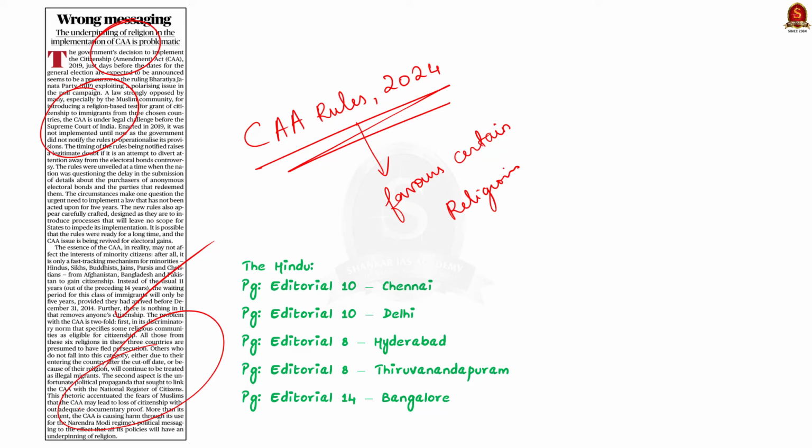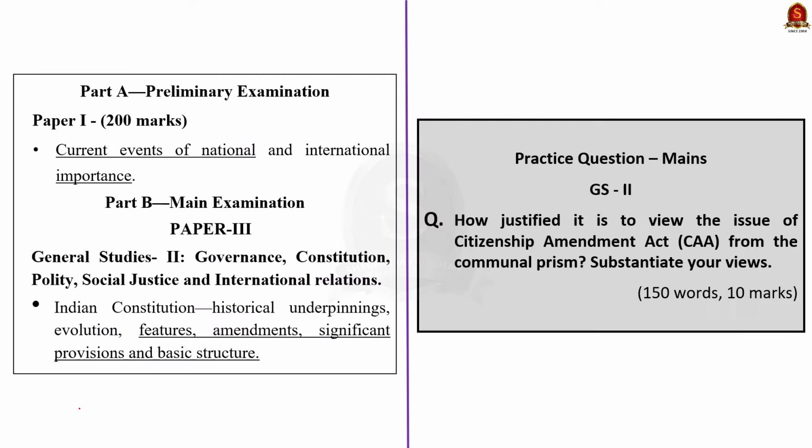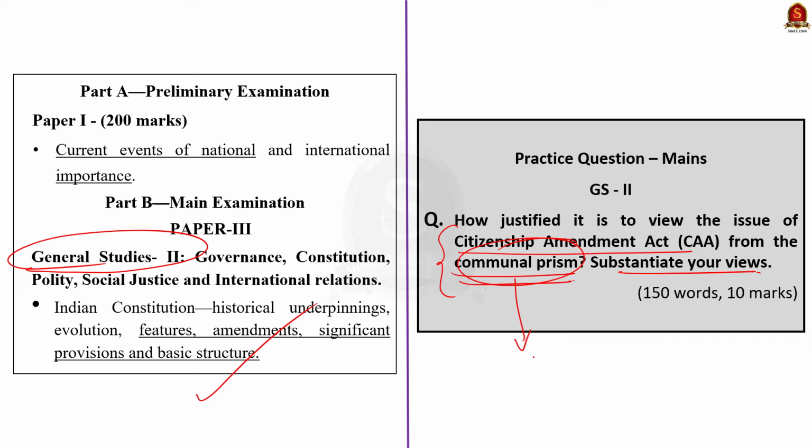In this context, let us understand the various perspectives of the topic using our mains answer writing approach. See, this question can be asked in GS Paper 2 under the syllabus mentioned here. Just go through it. Let me read the question for you. How justified is it to view the issue of the Citizenship Amendment Act from a communal prism? Substantiate your views. Here you are expected to write whether it is justified to view the Citizenship Amendment Act from a communal prism or not, and you have to substantiate your arguments. Here, what is communal prism? It involves interpreting an issue primarily through the lens of religious or communal affiliations.